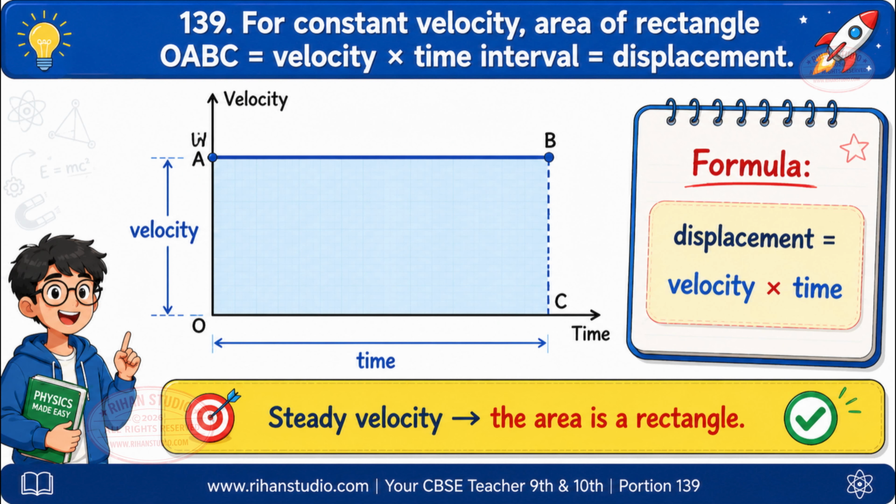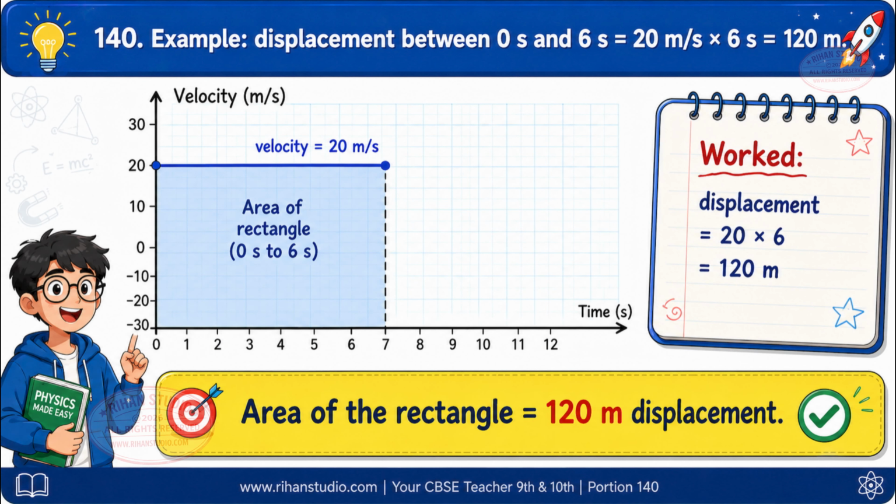For constant velocity, the area of rectangle OABC equals velocity times the time interval, which equals displacement. For steady velocity, the region is a rectangle, so displacement equals velocity times time. Example: the displacement between 0 seconds and 6 seconds equals 20 meters per second times 6 seconds, which is 120 meters. The work: 20 times 6 equals 120 meters of displacement.